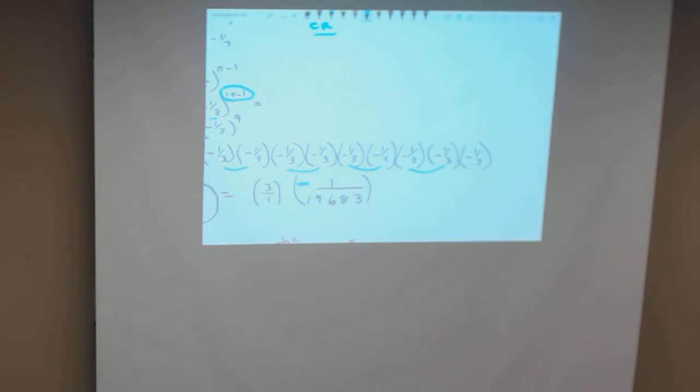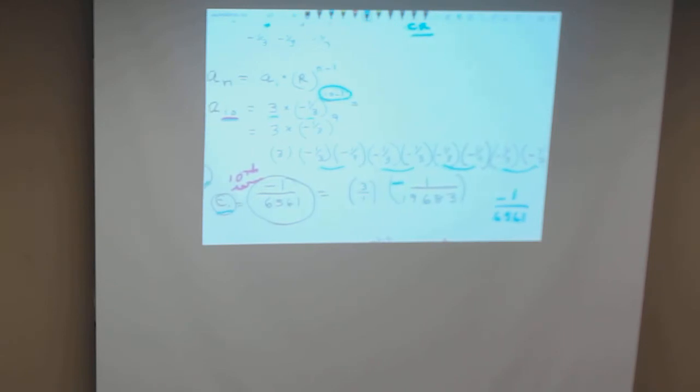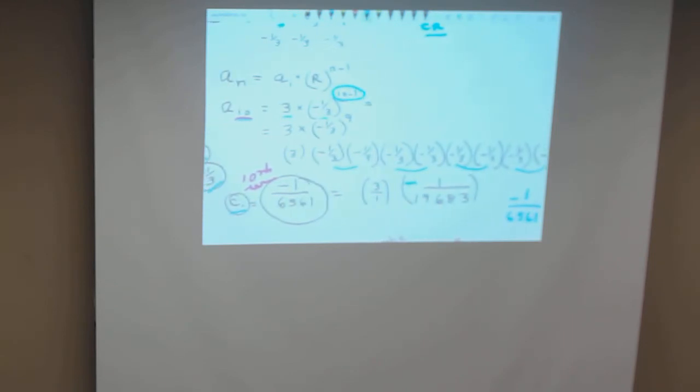So now I have 3 over 1 times this, and so I divide this by 3, and I get negative 1 over 6561. And that's the 10th term.